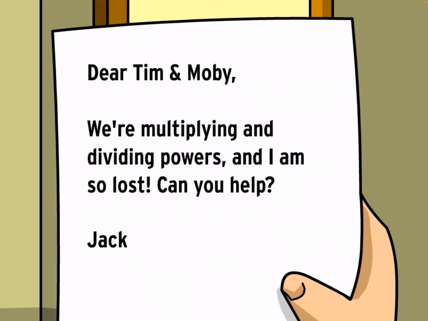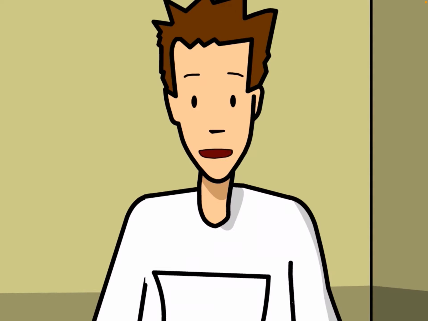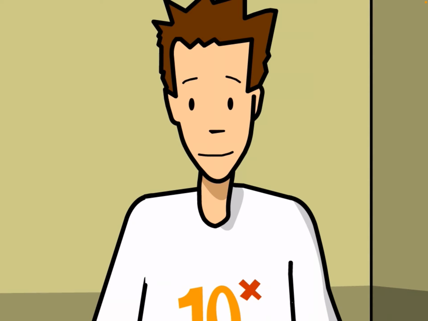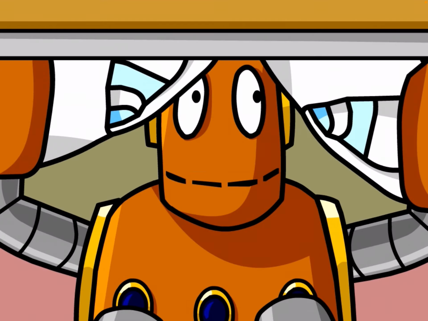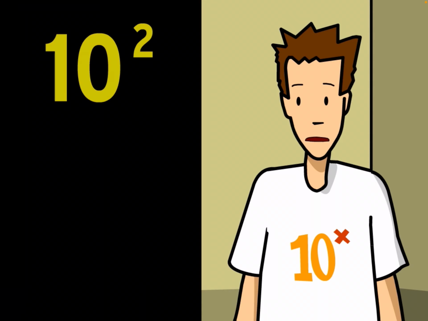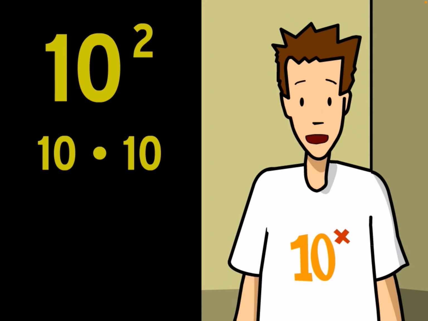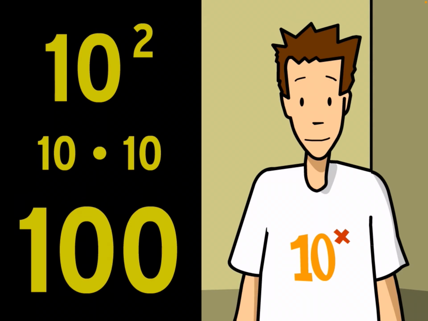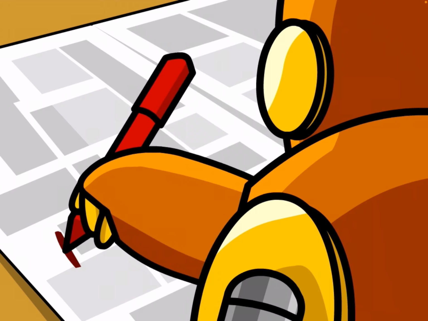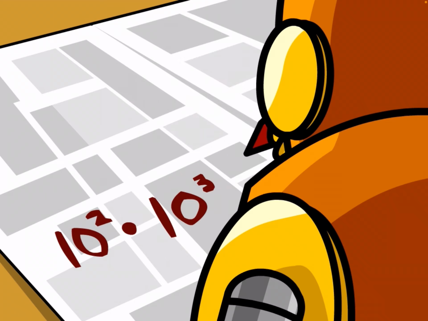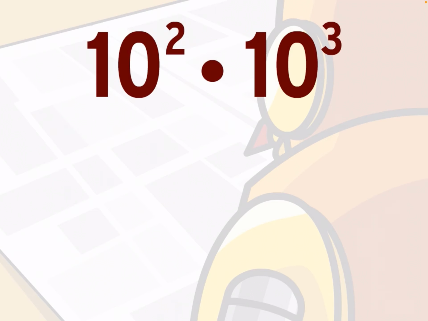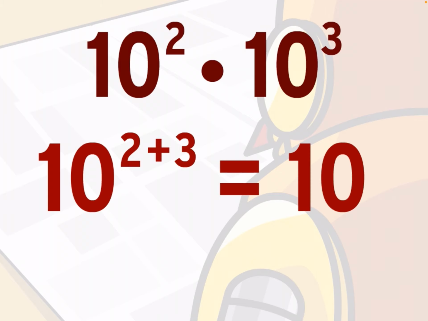Dear Tim and Moby, we're multiplying and dividing powers, and I am so lost. Can you help? From Jack. I had trouble with that too, until Moby straightened me out. Seeing 10 to the power of 2 can freak you out. But 10 squared is just 10 times 10, and 10 times 10 equals 100. So, say we want to multiply 10 squared and 10 cubed. Powers that have the same base can be multiplied by adding their exponents. 10 to the power of 5 is 100,000.